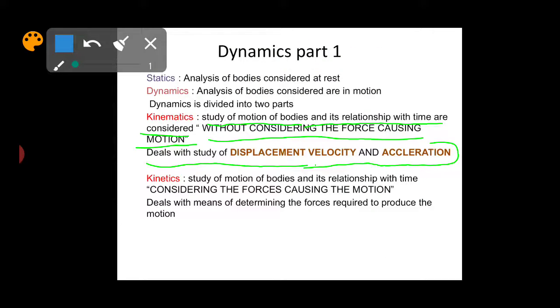Coming on to next, kinetics. Kinetics, let me define, is study of motion of bodies and its relationship with time considering the force causing the motion. It basically deals with determining the force required to produce the motion. Firstly, we'll understand in detail what is kinematics, then we'll move on to what is kinetics.